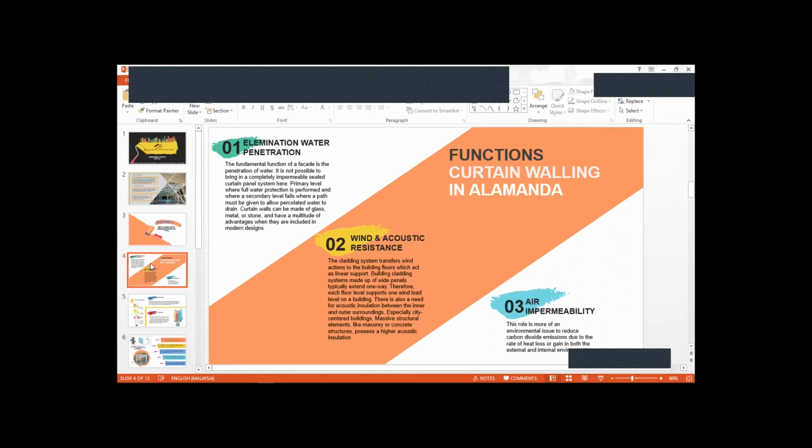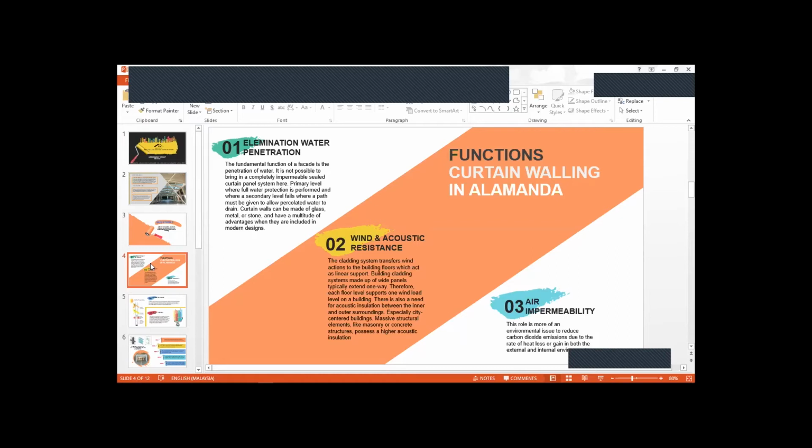There is also a need for acoustic insulation between the inner and outer surroundings, especially in city-centered buildings. Massive structural elements like masonry or concrete structures possess a higher acoustic insulation.